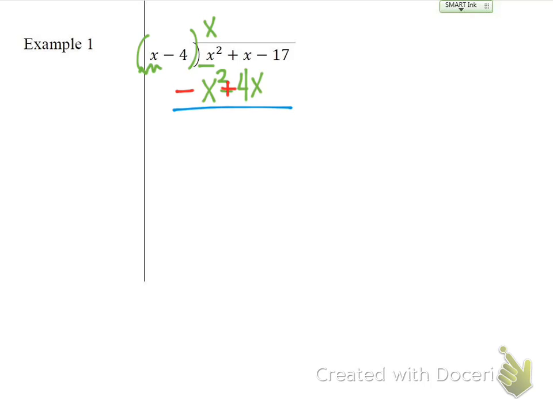Now the reason we do this is because now x squared minus x squared, what happens? They cancel. And x plus 4x gives me what? 5x. Now with long division, our next step would always be to bring the next term down, and you keep doing this. So you're going to bring that negative 17 down. And you're going to do the whole thing over again. Okay? So you're still looking at that first term x. X times what is going to give me 5x? Times positive 5. So put a plus 5 at the top.